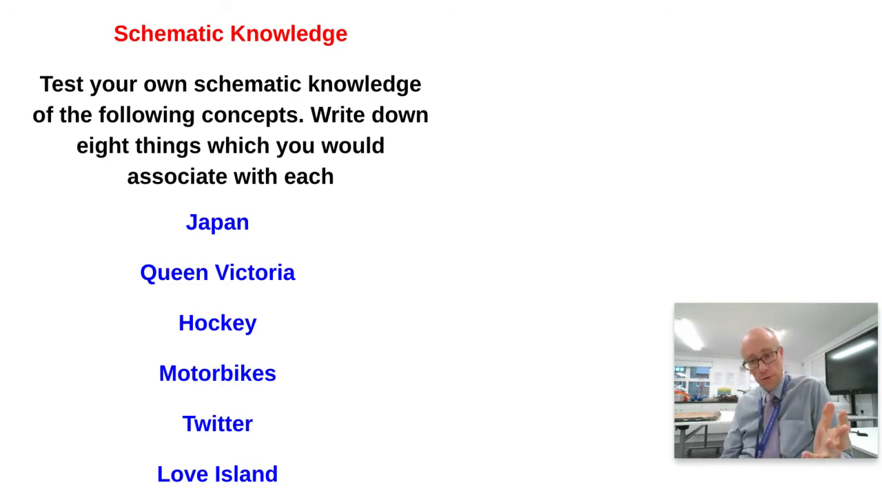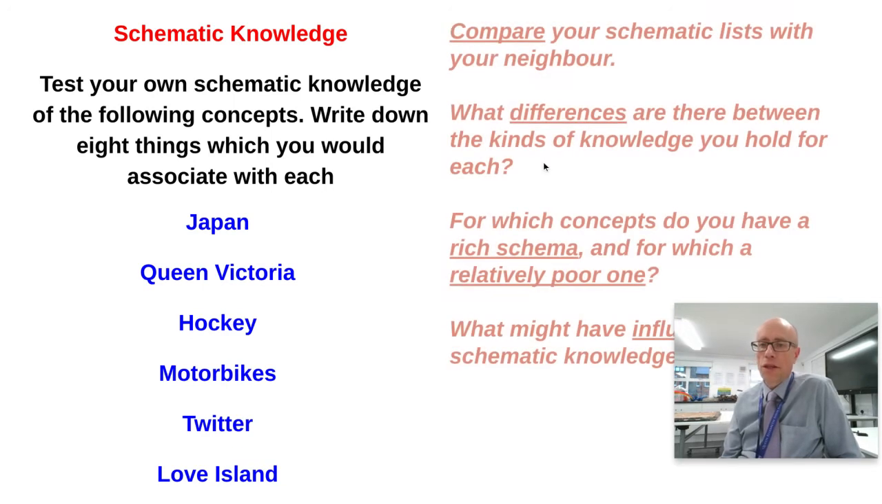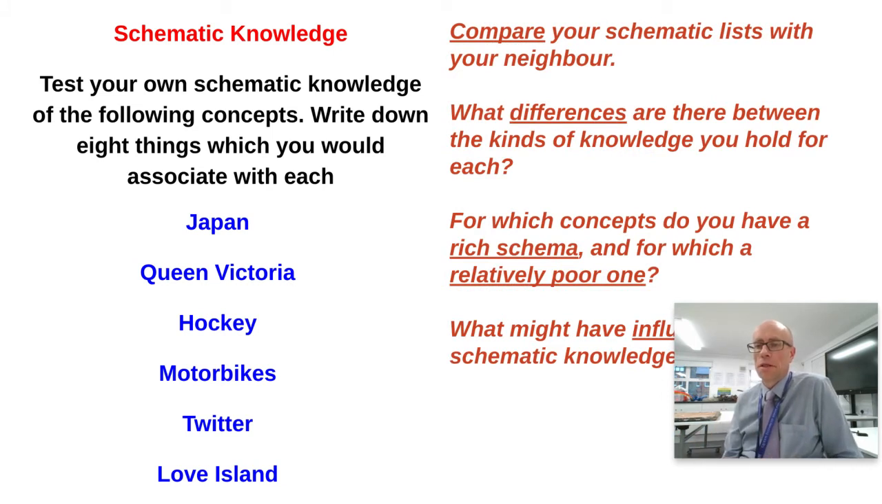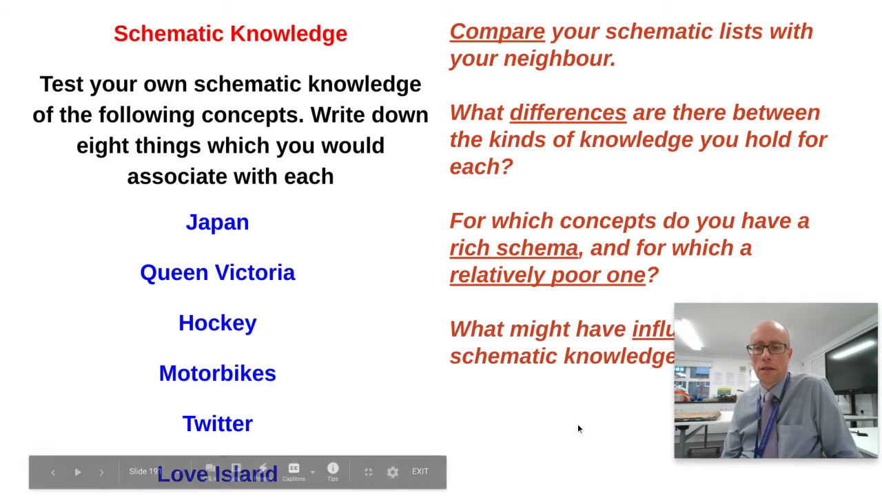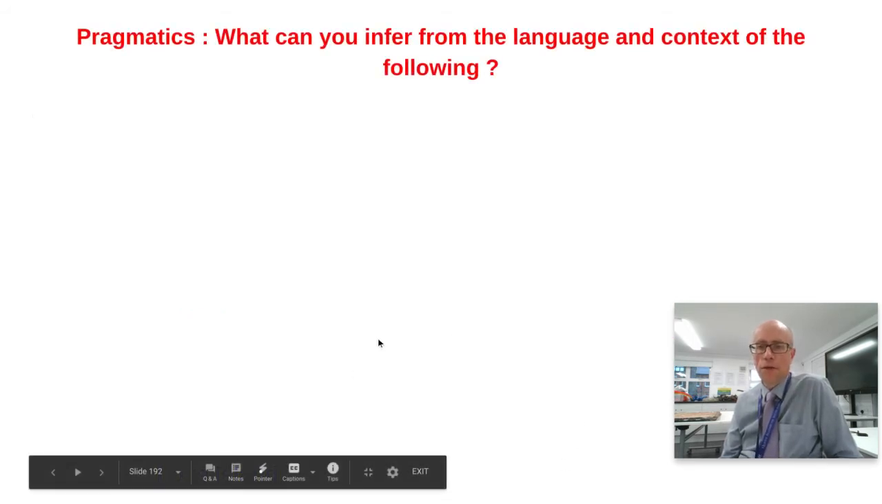Okay, so hopefully you've had a go at doing those very varied schematic knowledge bundles. And the thing then to do is, if you've done this with somebody else, compare your schematic list with your neighbour. What sorts of differences are there in the kinds of knowledge that you have compared to your neighbour? Do you have a rich schema, i.e. you know quite a lot about Queen Victoria, or do you have a relatively poor one? You might be surprised to know that I have a relatively poor schema about Love Island. And the other thing is, what might have influenced your schematic knowledge? It's the sort of thing that makes interesting comparisons.